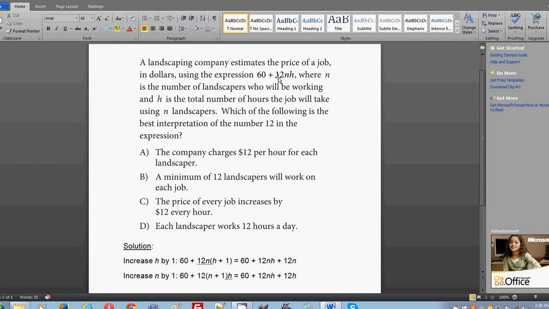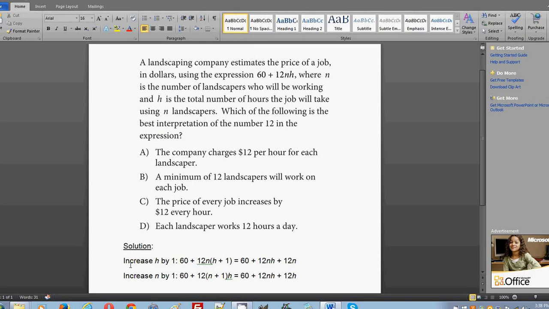Okay, so 12 multiplies this amount. You have to understand that since 12 multiplies this total amount, the company must charge 12 per hour for each landscaper, right? Because n times h is the total number of hours worked when n landscapers work h hours. But if you find this a little abstract to understand, I'll give you a second method to explore.